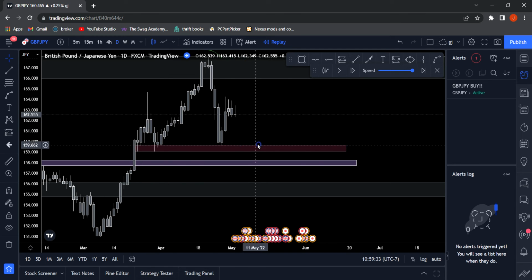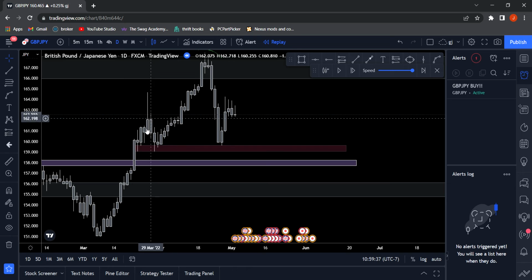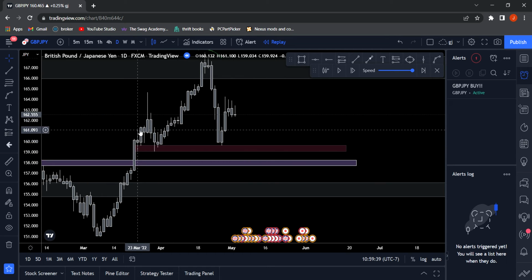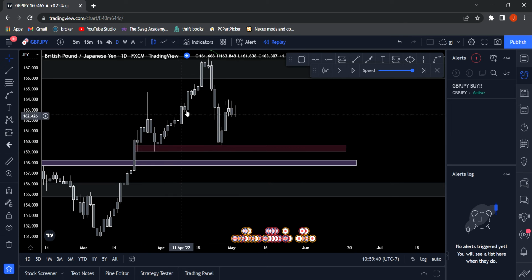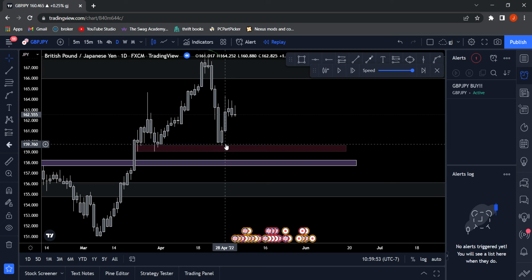You got this weekly support which is a red level, and you can see price comes up, comes down to retest with this wick, comes up again, comes back down to retest for the second time. It doesn't break, it just comes back and retests, and then it shoots all the way up and comes back down to retest a third time.